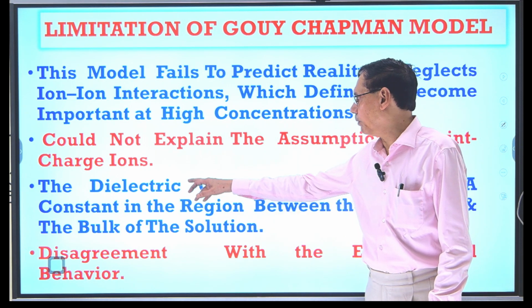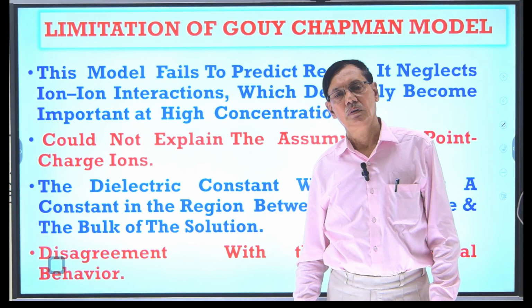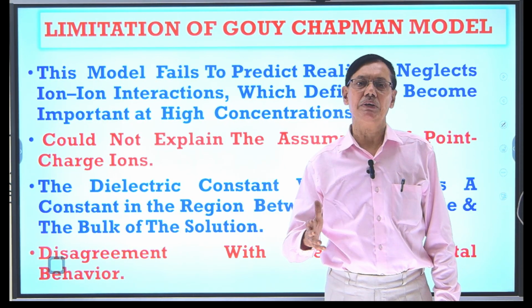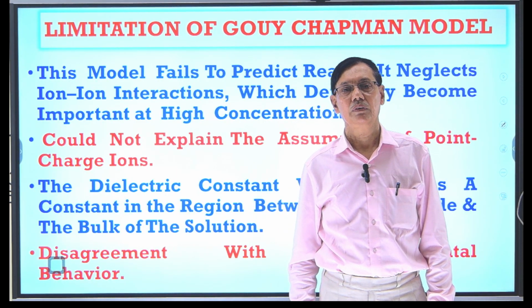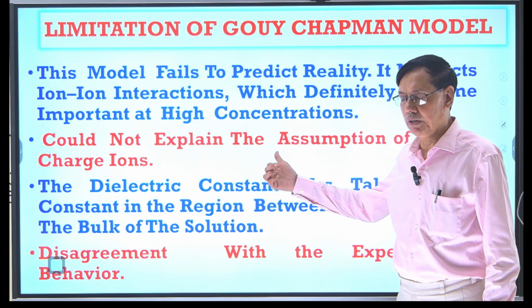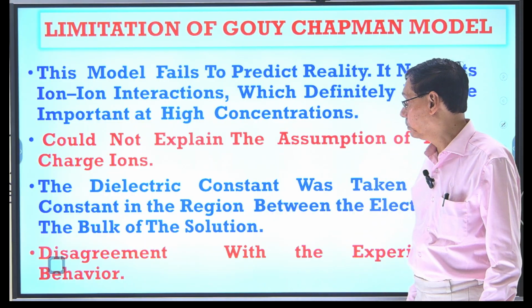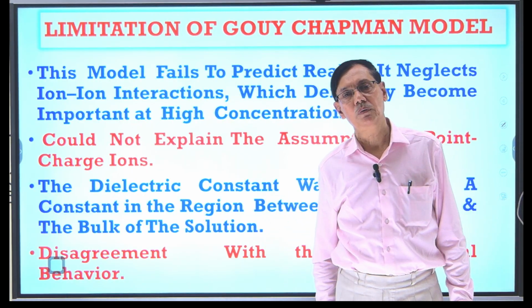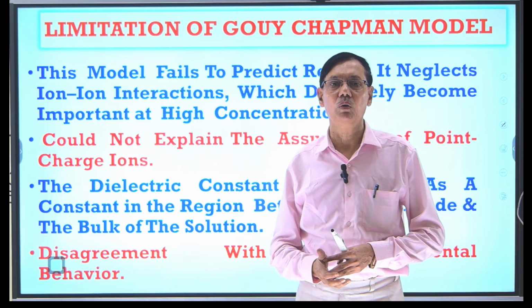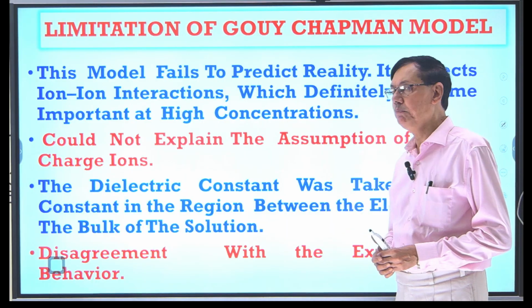Another important point is that generally when we calculate this differential capacitance, we need the dielectric constant, which is very important. In the Perrin model also we assumed that it is a constant, but that is not the truth. And ultimately, as I have already told you, the most important failure is the disagreement with the experimental behavior.